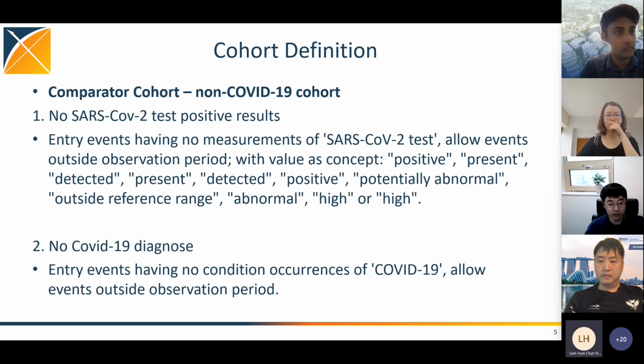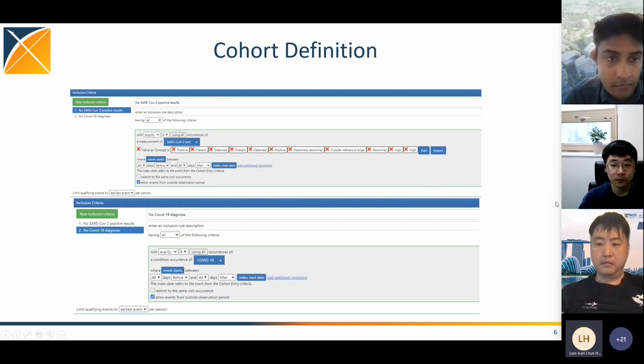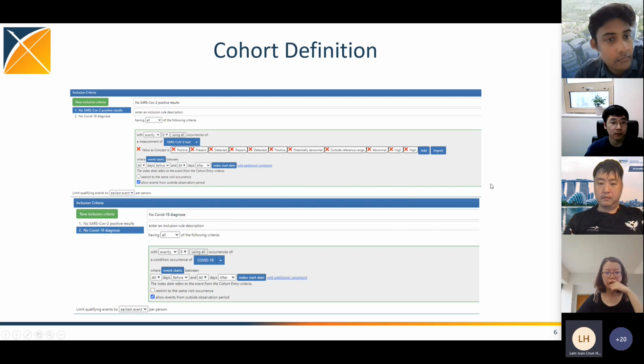And for the comparator cohort, this consisted of patients without a positive SARS-CoV-2 test result, and also who do not have a positive test result or diagnosis for COVID-19. And again, we use Atlas to define these cohorts.